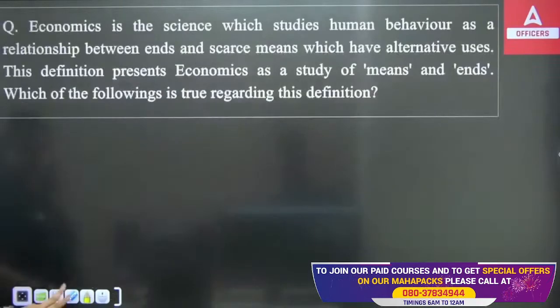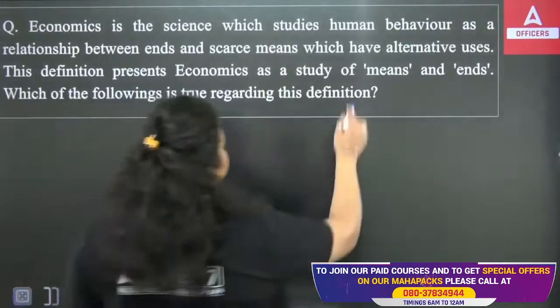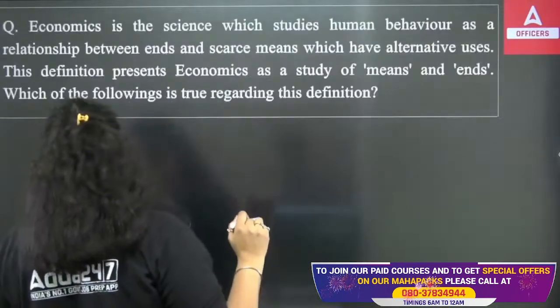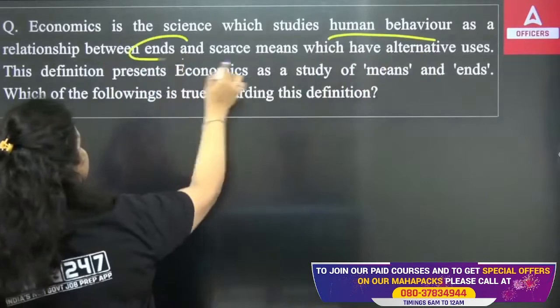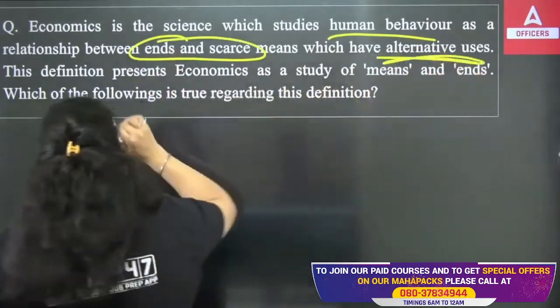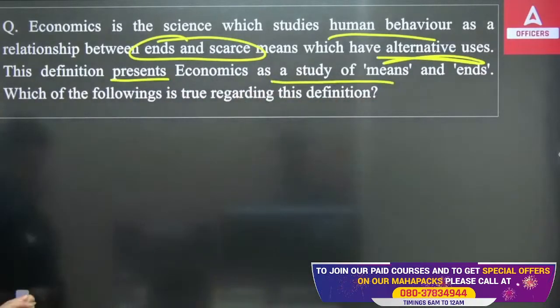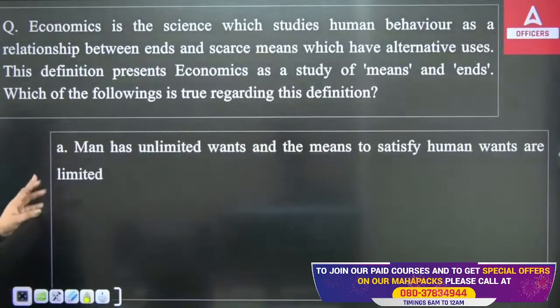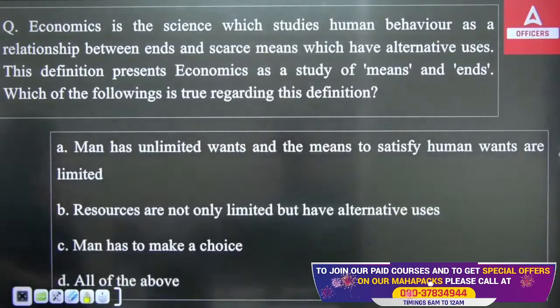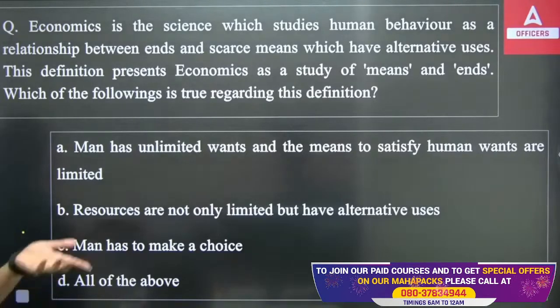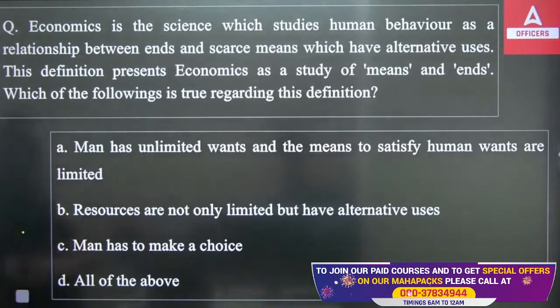Okay, next question. Economics is the science which studies human behavior as a relationship between ends and scarce means, which have alternative uses. So this definition presents economics as a study of means and ends. Which of the following is true regarding this definition? The definition has been given to you: human behavior is studied, and it is saying there is a relationship between the ends and scarce means, which have alternative uses. You can have multiple uses of a single resource, the single means. So you have to tell which of the following is correct.